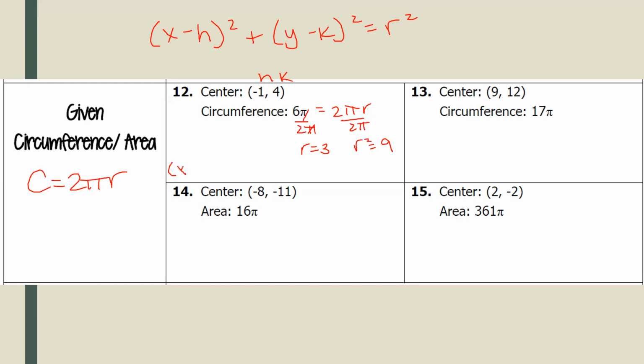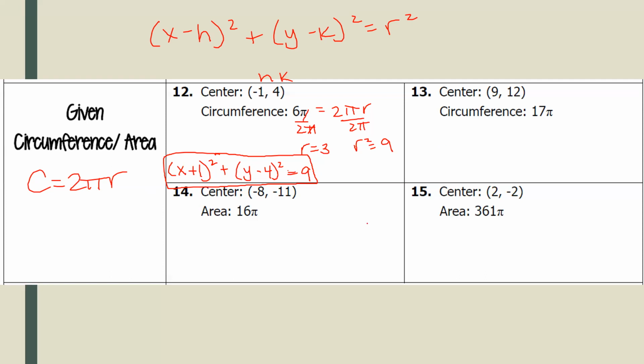Our equation will be (x minus h)... oh, that's -1 squared, plus (y minus k) squared equals r squared. There it is. This is why we practiced using circumference to find the radius in the very first lesson of Unit 10. So pretty simple. If they give you the circumference, use that circumference formula to solve for the radius. Use that radius to find r squared, and then you can use that in your equation of a circle.